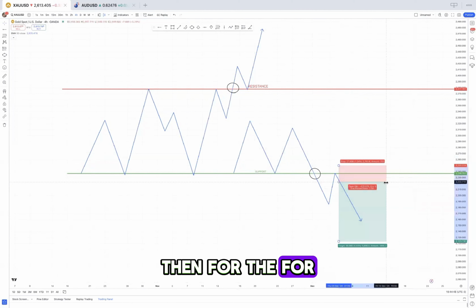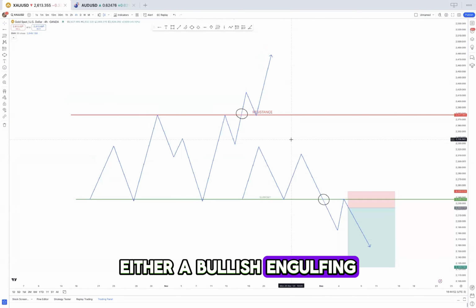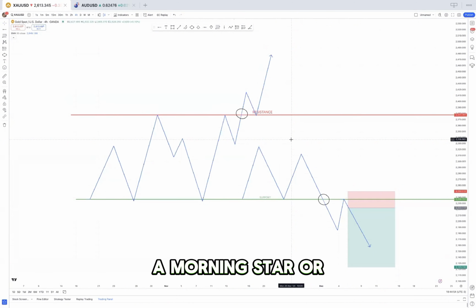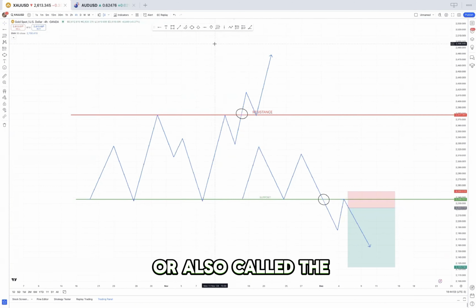Then for the resistance turn support, you get your confirmation, either a bullish engulfing, a morning star, or a W pattern, also called the double bottom.